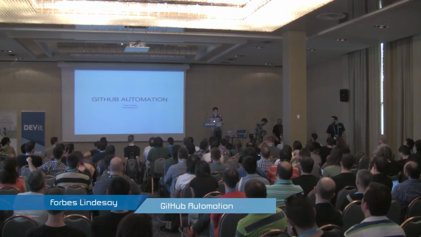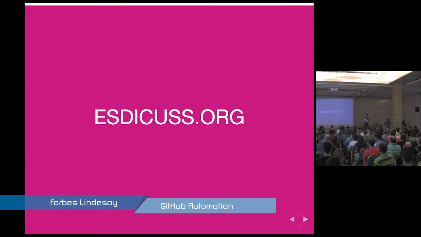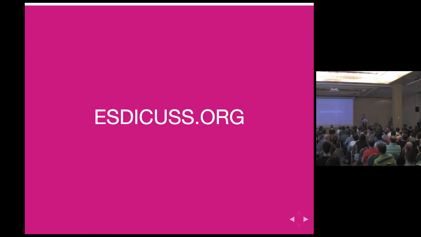Today I'm going to be talking about GitHub automation. I'm going to tell you a little bit of a story about a website called ES-Discuss, and this is how I got into the process of trying to automate functionality on GitHub. GitHub is a tool that I use every day, probably many of you use every day, and therefore I'm really passionate about trying to make the most of that tool and get the most I possibly can out of it.